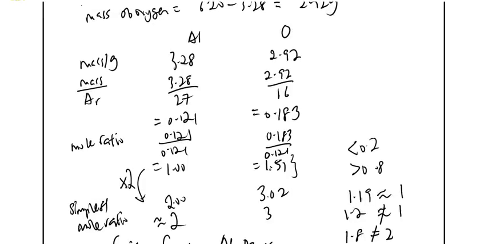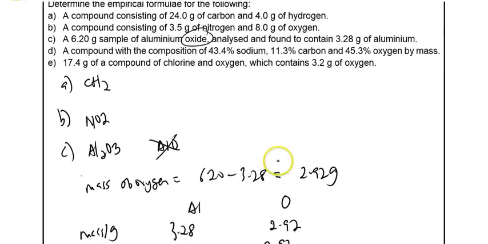Okay, so part D, if you calculated correctly, you should get sodium carbonate, Na2CO3, and part E, you should have Cl2O, dichlorine oxide.